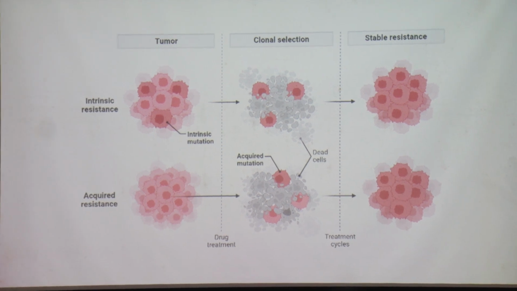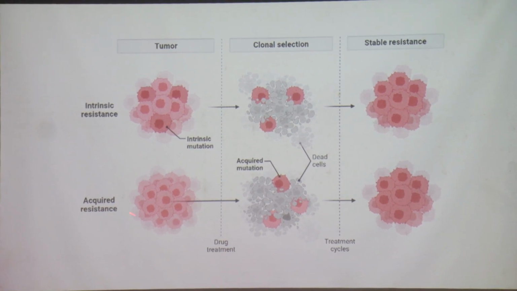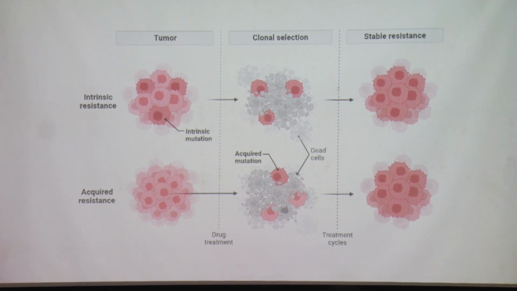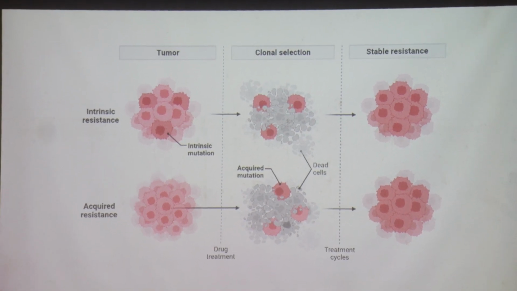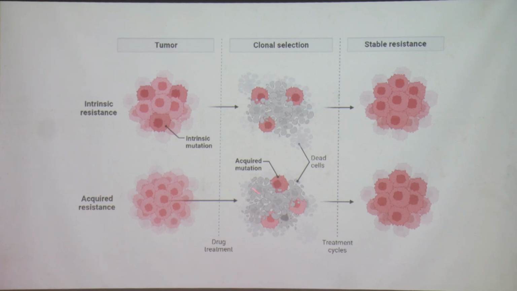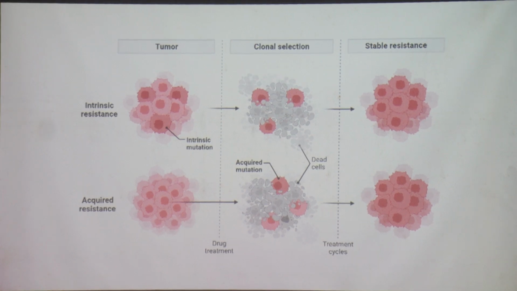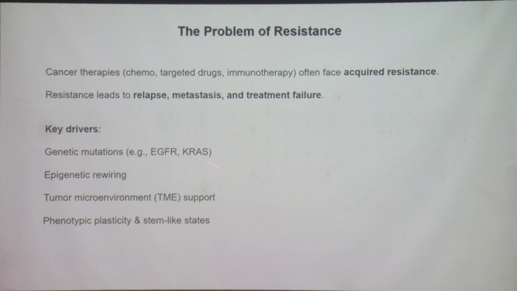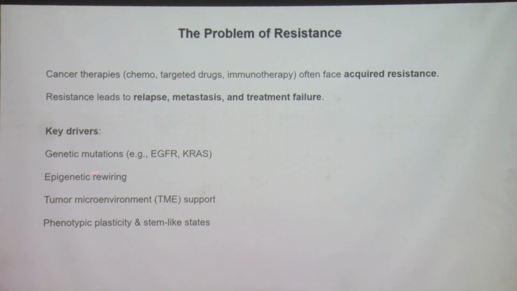Now you can keep on adding the drug, nothing will happen. Here, in acquired resistance, these cells were pretty naive. You gave the drug, some are survivors. They change themselves to survive the conditions, and now they are resistant to the treatment. So the key drivers of resistance: genetic mutations occur, the protein modifies itself, and introduces new mutations so the drug cannot bind there.